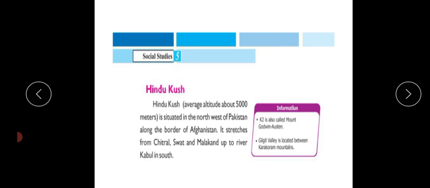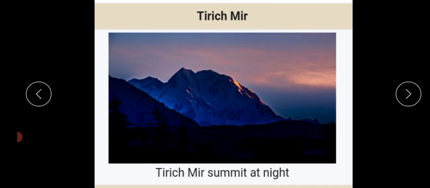The eastern end of Hindu Kush merges with Karakoram and towards its southern end, it connects with Spingar near Kabul river. Now this is the highest point of Hindu Kush mountain range, and it is the night view of the Tirchmir.